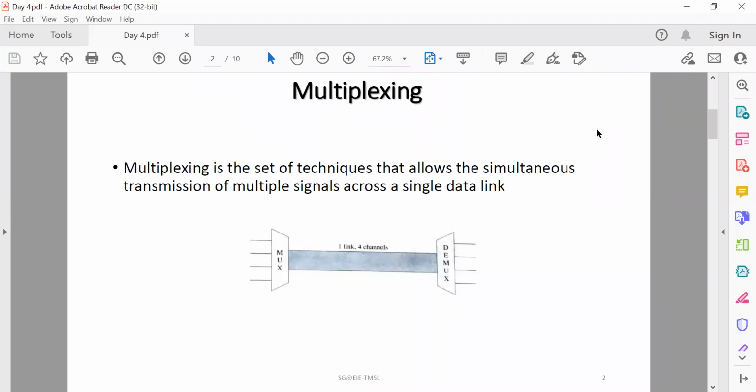Multiplexing is the set of techniques that allows the simultaneous transmission of multiple signals across a single data link. Okay, now why is it so needed? Because as data and telecommunication usage has increased, there will be so much traffic. We can accommodate this increment by continuing to add individual lines each time a new channel is needed, or we can install higher bandwidth links and use each to carry multiple signals.